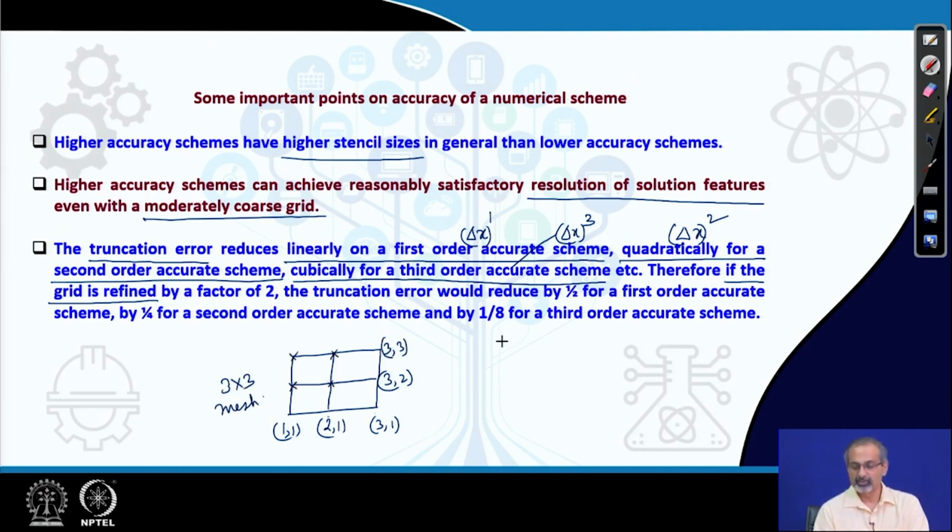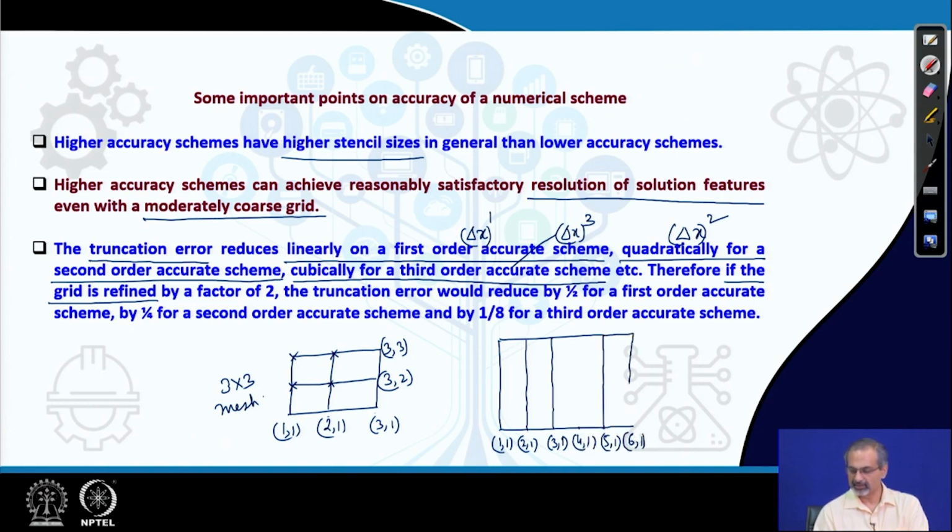Now, let us say you make it a 6 by 6 mesh. That means, you are doubling your mesh size. So, now you have 1, 1, 2, 1, 3, 1, 4, 1, 5, 1, let us add one more level here. So, that makes it 6, 1.